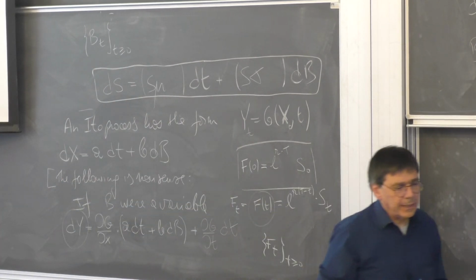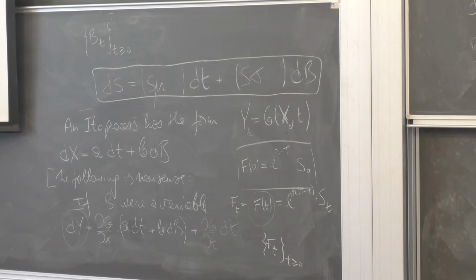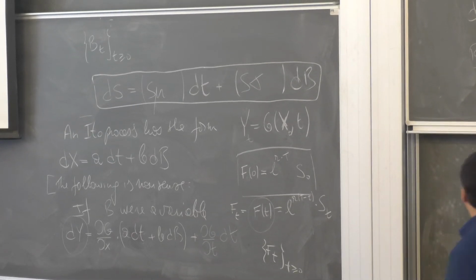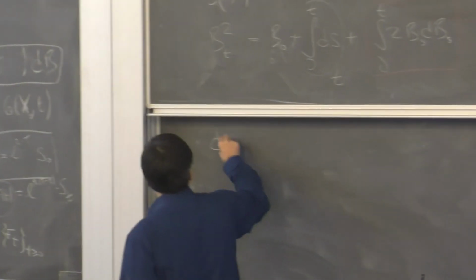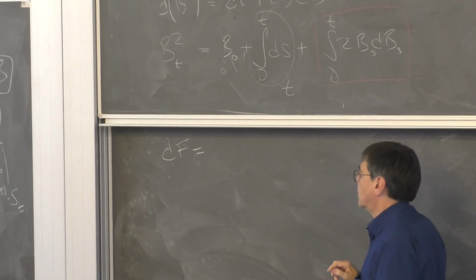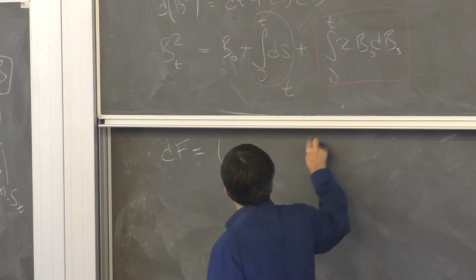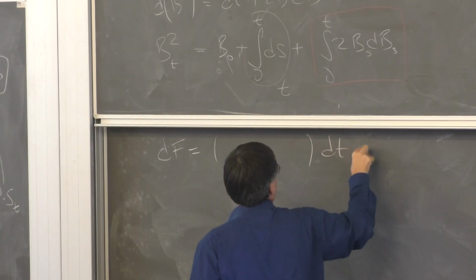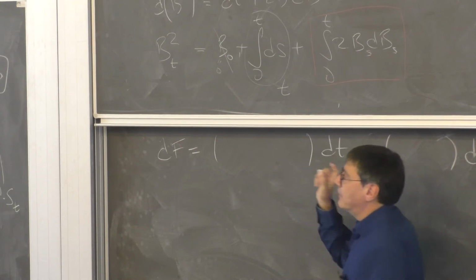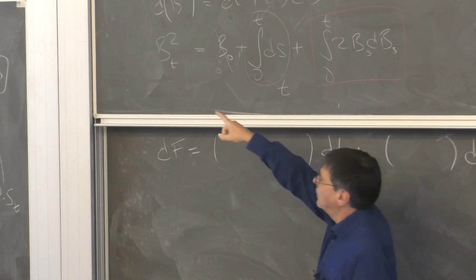So how can we find what sort of stochastic process f is? F is a function of time and an Ito process. F is going to be an Ito process itself. So what do I know? I know that the infinitesimal change of f is going to be something times dt plus something times dB. Which something and which something, Ito's lemma is going to tell us. And we have it up there.